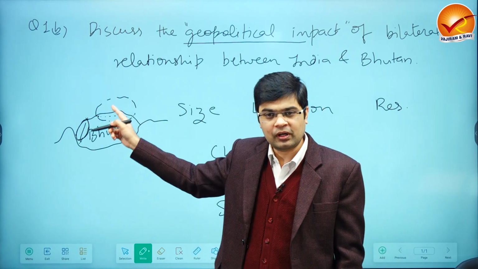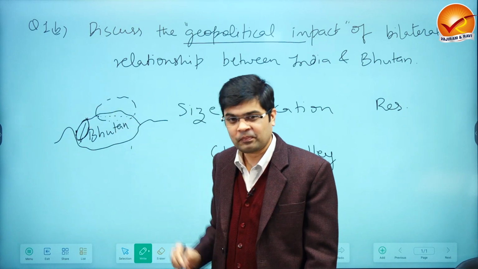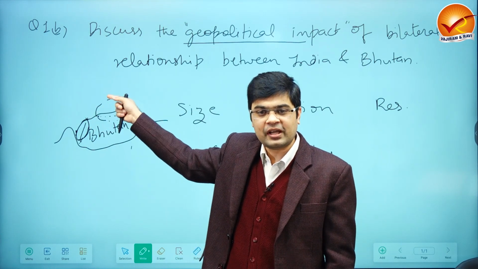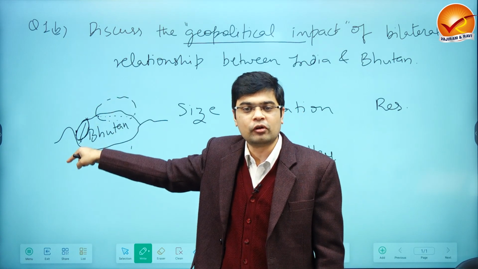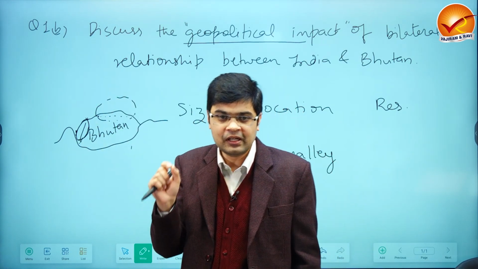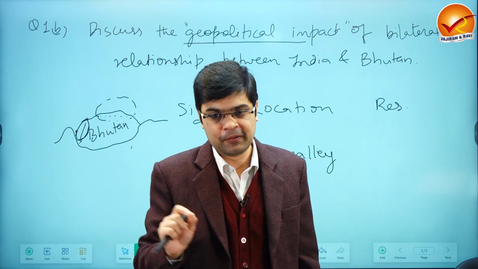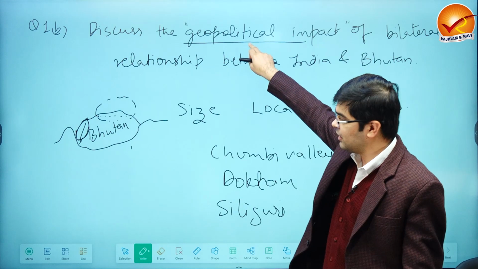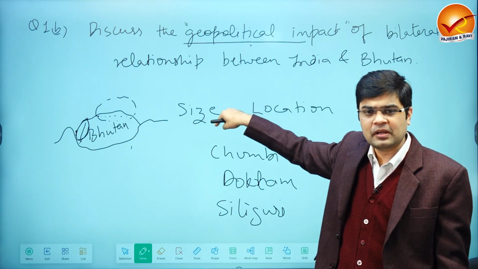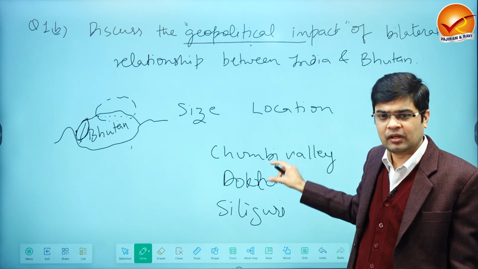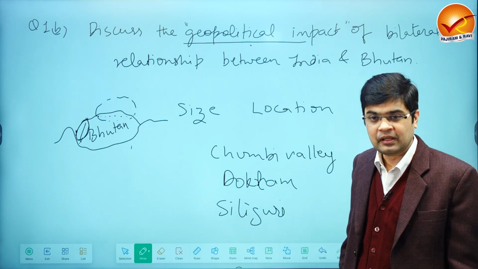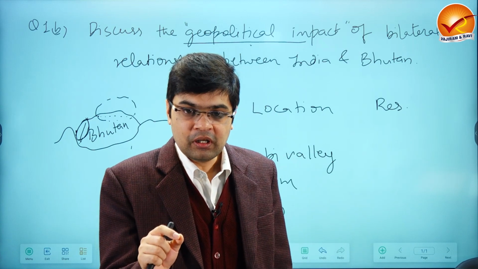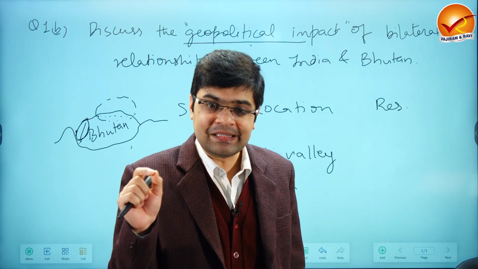The region around Doklam, and this is the Chumbi Valley. The purpose is that it brings China very close to the Siliguri corridor. And in case of a conflict, China will always have an upper hand. Okay? So when you talk about geopolitical impact, you will talk about security, wherein you can mention these items like Chumbi Valley, Doklam, or Siliguri corridor. Second, it will have an impact on the politics of northeastern India.